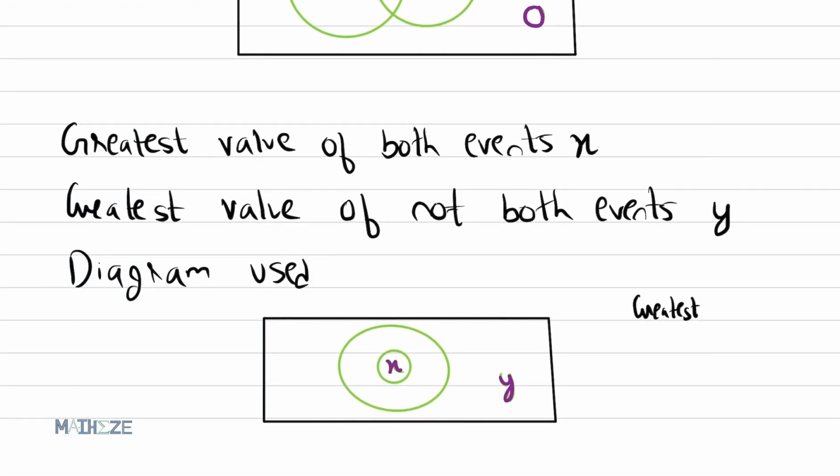Now let's move to greatest value of both events and not both. In the concept of greatest value of both events and not both events, you need to make a Venn diagram which involves a subset. The circle, the set inside, will always be the one which has less value, and the set outside will always be the one which has bigger value. X is the greatest value of both events and Y represents greatest value of not both events. You'll get this concept once I'm done with the first question.